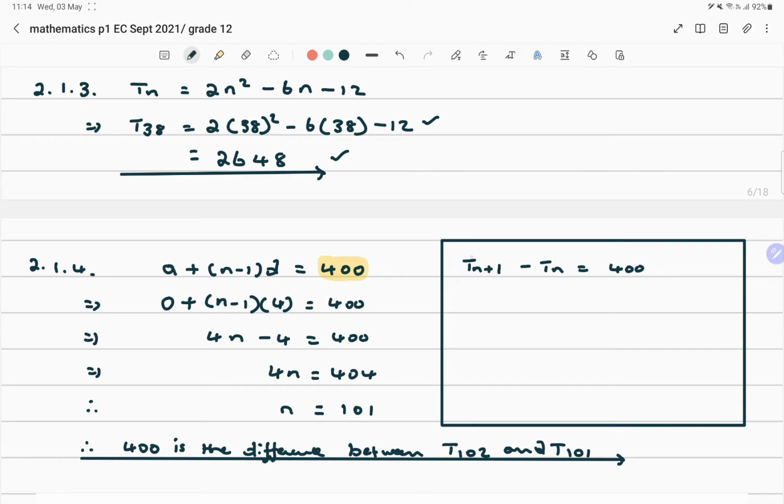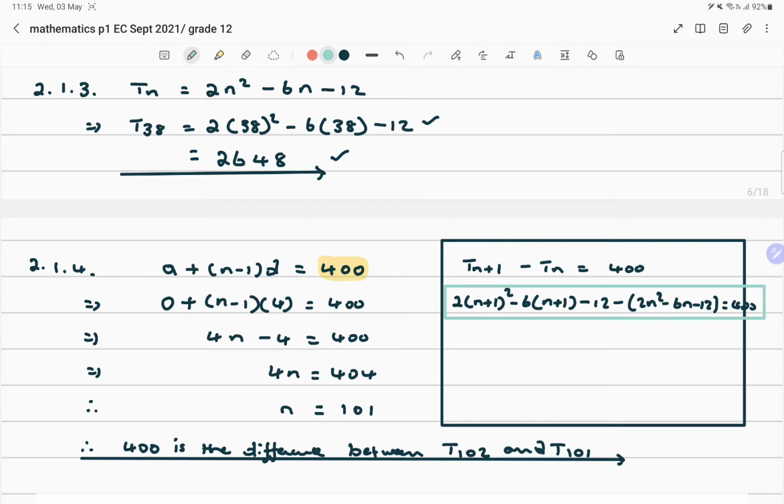Because all you do, you just simply substitute n plus 1 into that nth term formula. So you're going to have 2 into n plus 1 squared minus 6 into n plus 1 minus 12, minus Tn itself, which is 2n squared minus 6n minus 12, equals 400. Okay, then continue to solve here. Solve further. You will see you'll come to the same answer that we got, which is 101.